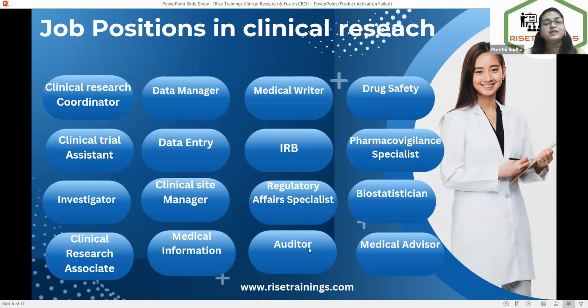And you can become an auditor, after a few years of experience, you can convert your job into auditor in clinical trials, in clinical science. And drug safety associates, pharmacovigilance specialist, statistician, and medical advisor. So all these jobs are available in the clinical research industry, right? All these jobs I mentioned here are involved with the clinical research industry. The basic core of all these job positions is clinical research. So it is very important to have clinical research knowledge.